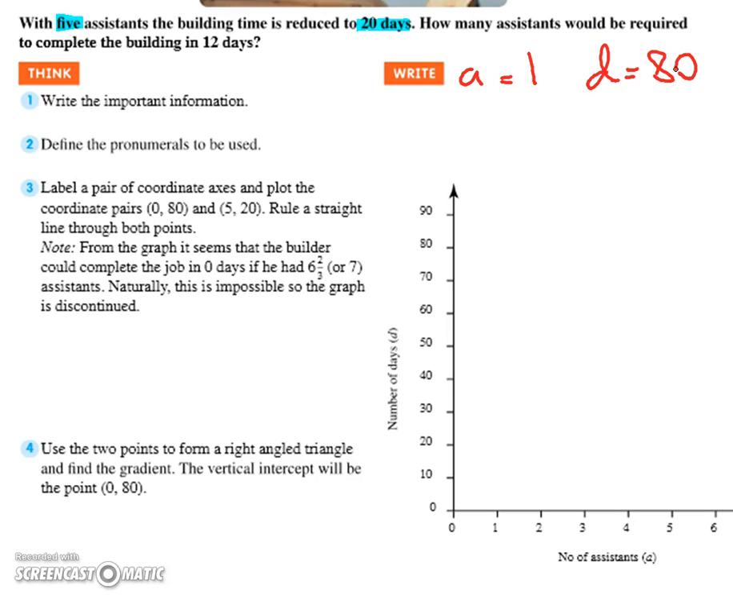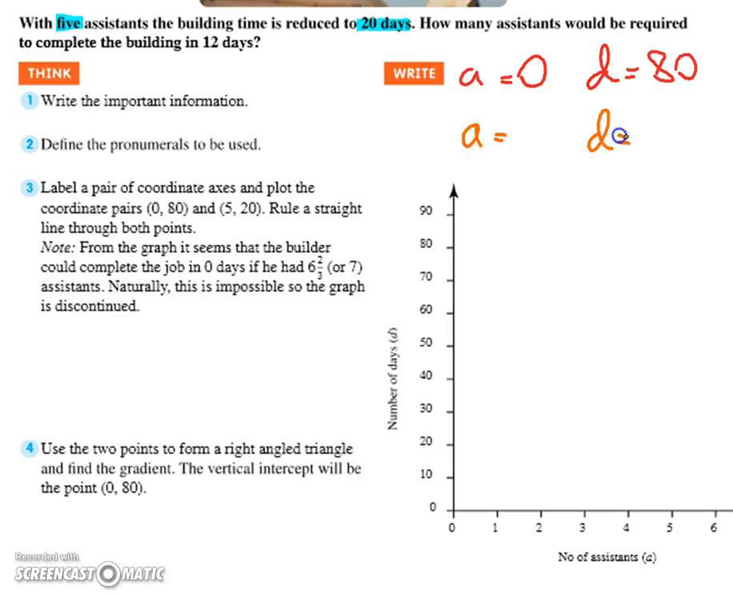Now, actually, it shouldn't be 1, should it? Because it's actually asking for the amount of assistants, because the builder is just a given. So what should it be? It should be 0, because he's got no assistants. He's always there, and we're counting how many assistants he's got. So when the assistants are 0, the days are 80.